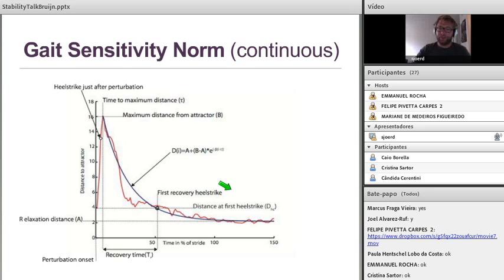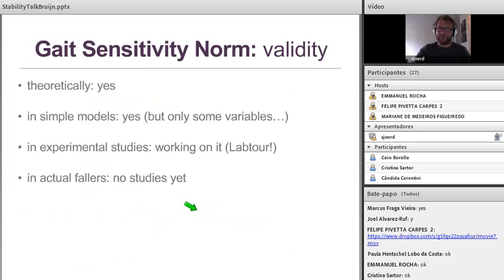And then you can also look at things such as the distance at the first heel strike. So how far are you recovered after one heel strike? And the relaxation distance, how close do you get to the normal gait pattern? Okay, so you can calculate all those parameters. Unfortunately, theoretically, this should say something. In simple models, this does say something. This is a study by Hobbelen and Wisse.